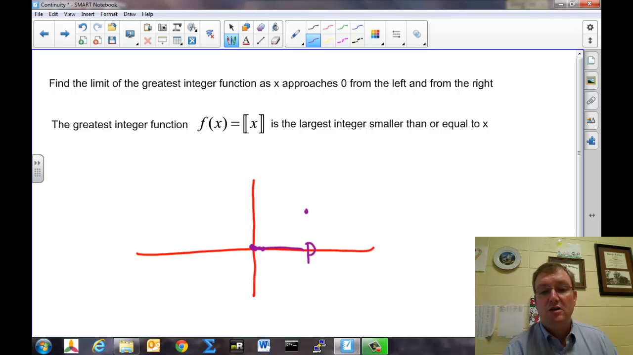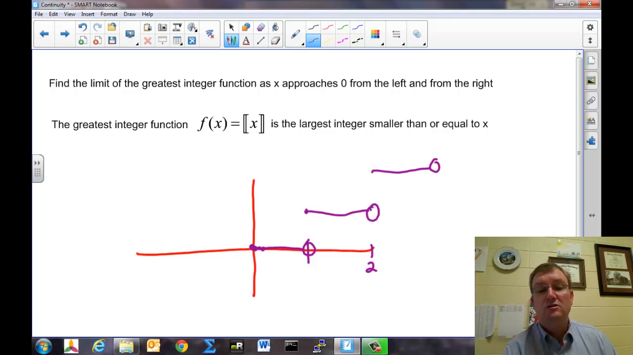And then there's an open circle at 1, because every number between 0 and 1, the greatest integer smaller than that is the number 0. Once we get up here to 1, the next point to worry about is 2, because the function's going to stay flat. And then it's an open circle. And you can see at 2 it's going to jump up here, and it's going to go over.